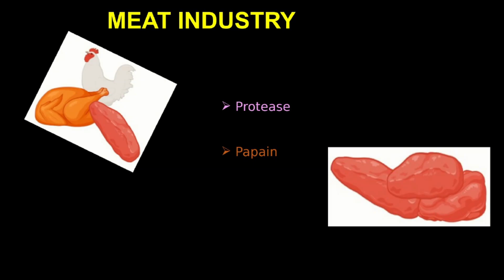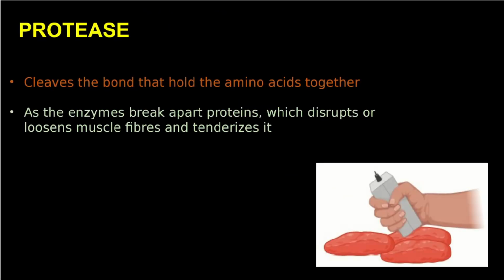Then in the meat industry, again proteases and papain are used. Proteases cleave the bonds that hold the amino acids together, as the enzyme breaks apart proteins, which disrupts or loosens muscle fibers and tenderizes the meat.